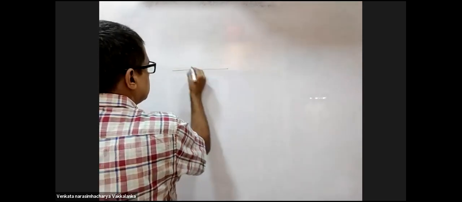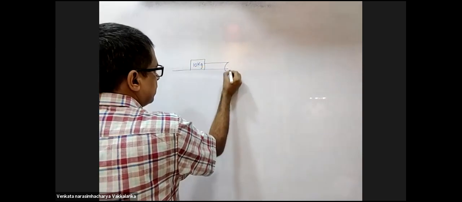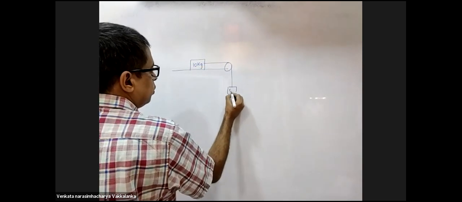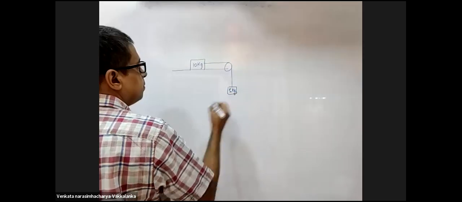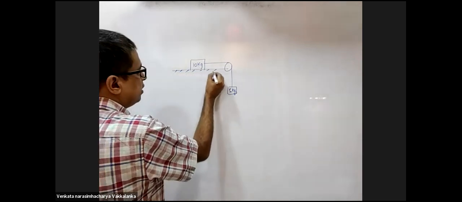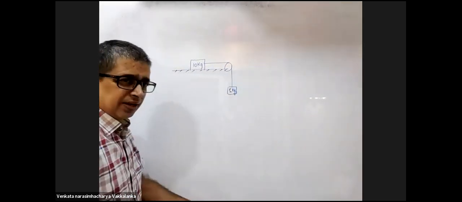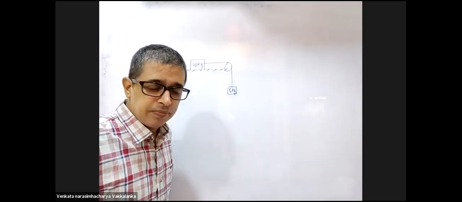Today we need to learn string constraints. Before we proceed, just one small problem to remind us of what we have done in the previous class. If I have a mass of 10 kg connected by a string to a mass of 5 kg, what will be the acceleration of both the masses?